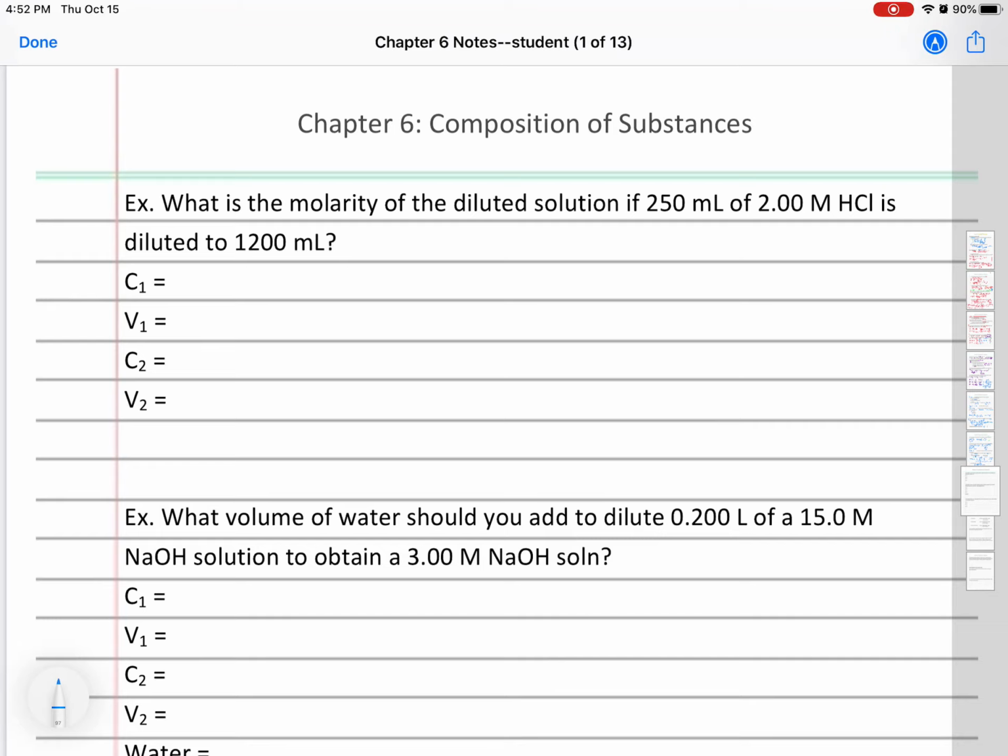So let's work some practice problems. What is the molarity of a diluted solution if 250 milliliters of a 2 molar hydrochloric acid is diluted to 1200 milliliters? All right, so I've sort of mapped this out already. We need to figure out what is our initial concentration and volume and our final concentration and volume. We know it's a dilution problem because it says diluted. So we know that automatically we need to use this formula, C1V1 equals C2V2. That's why I've written all those components out right there.